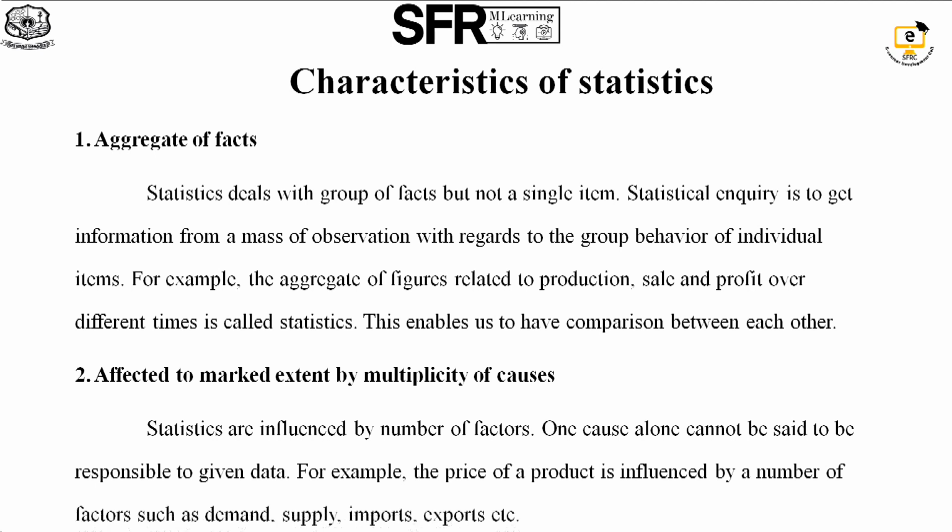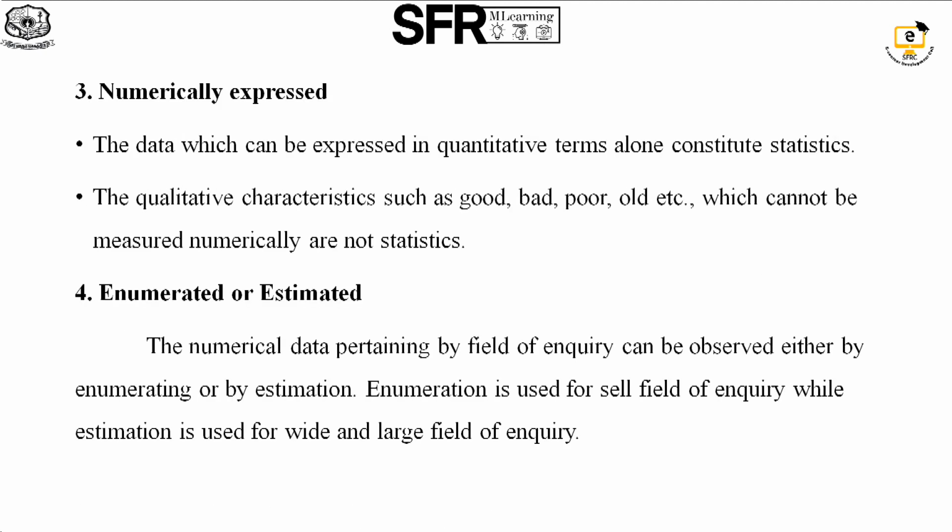Second one is affected to marked extent by multiplicity of causes. Statistics are influenced by a number of factors. That means one cause alone cannot be said to be responsible for given data. That means it depends on price, demand, supply, imports, right. If the prices are high, the demand is low. If the need is high, the price is also high, and the production is also high. For example, the price of a product is influenced by a number of factors such as demand, supply, imports, exports, etc.